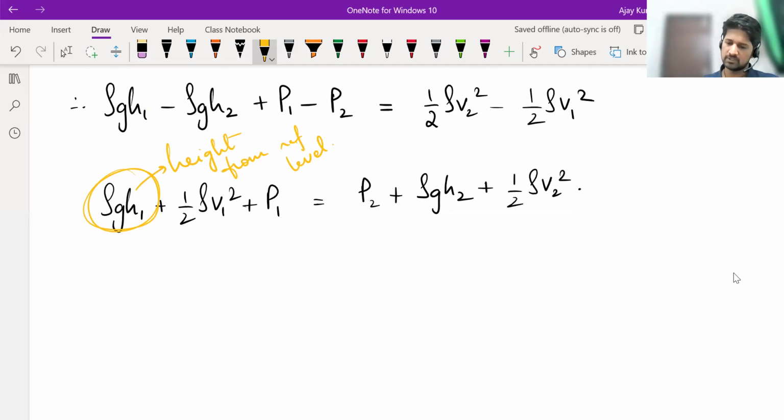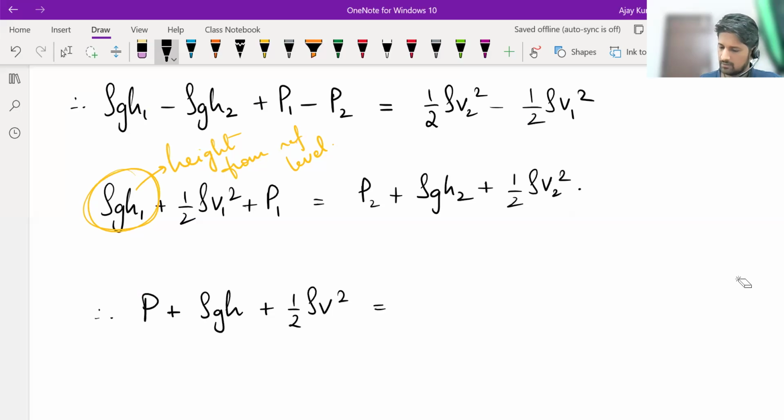So look at the terms that you see on the left-hand side. P1, rho G H1, half rho V1 square. The right-hand side also has similar terms, but at another position, that's all. The entire left-hand side is the sum of 3 terms taken at one place. The right-hand side is the sum of 3 terms taken at another place in the same flowing fluid. So basically you can write the equation like this. Therefore, the sum of pressure plus rho GH plus half rho V square will be uniform.